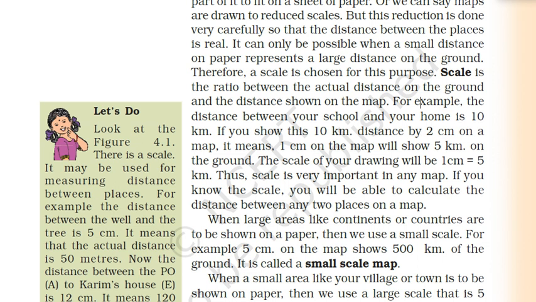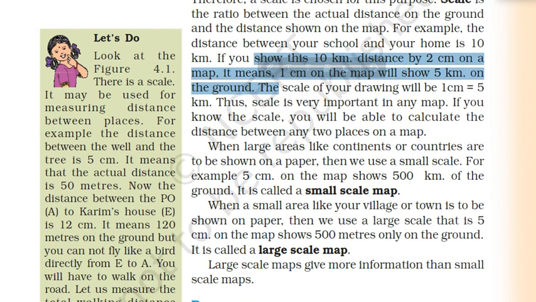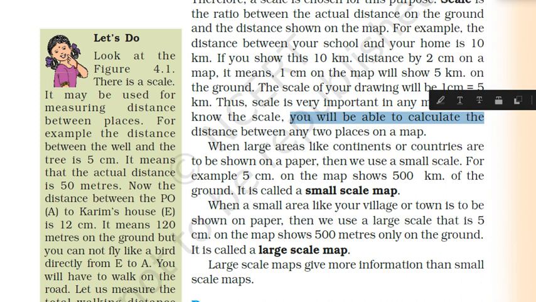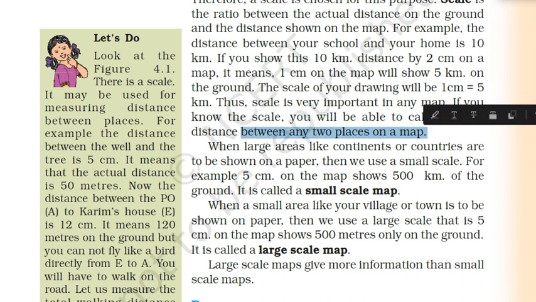For example, the distance between your school and your home is 10 km. If you show this 10 km distance by 2 centimeters on a map, it means 1 centimeter on the map will show 5 km on the ground. The scale of your drawing will be 1 centimeter equal to 5 km. Thus, scale is very important in any map. If you know the scale, you will be able to calculate the distance between any two places on a map.